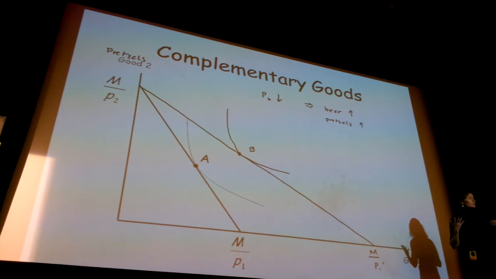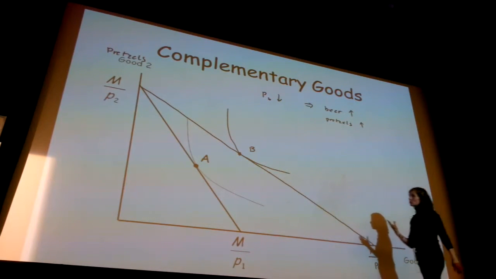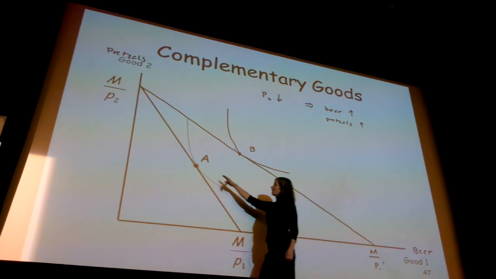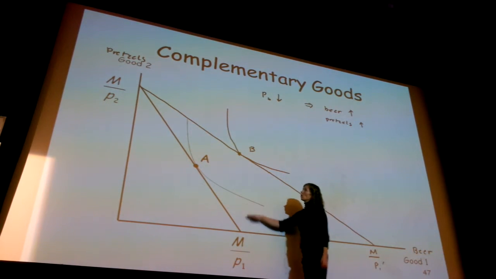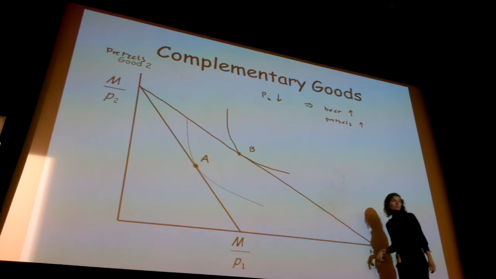And that's all I want you to do at this point. I just want you to recognize that if these two goods are complements, we should observe an increase in both the consumption of good one and the consumption of good two when the price of good one falls.